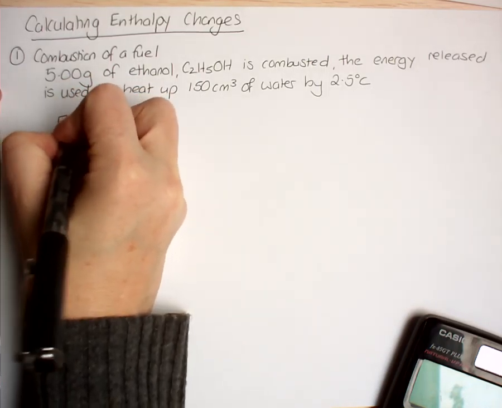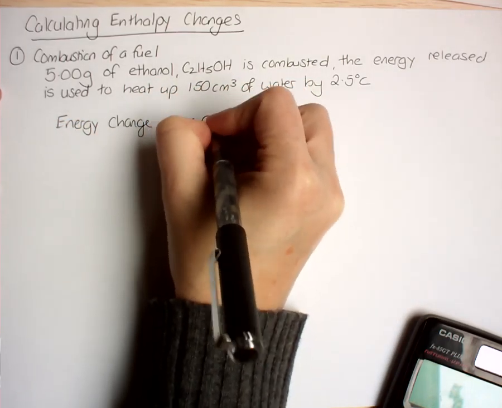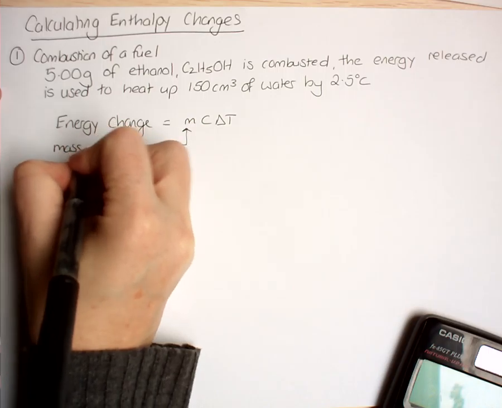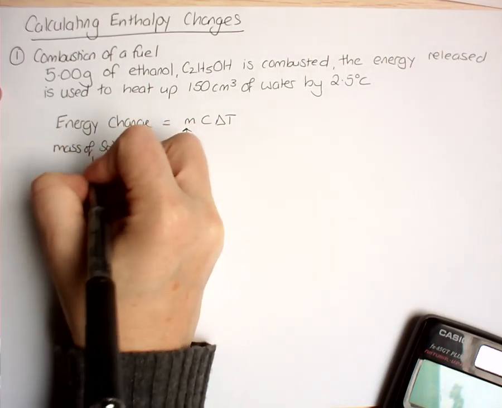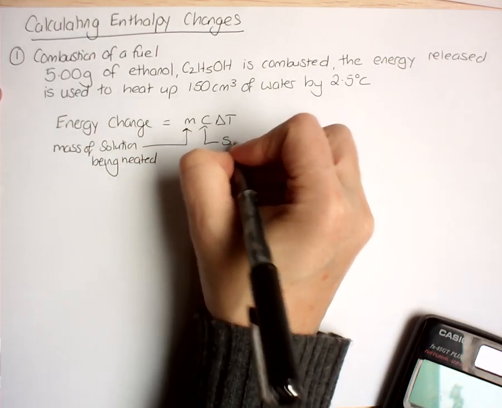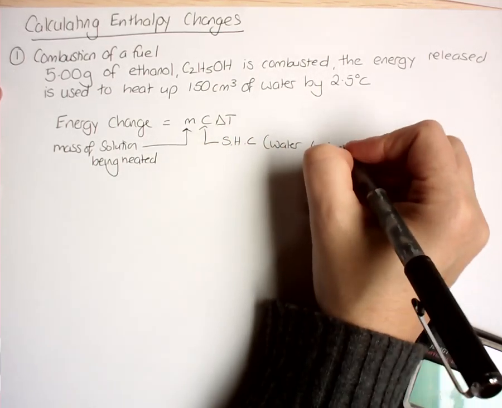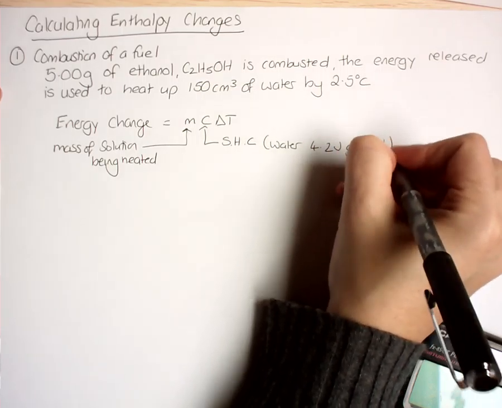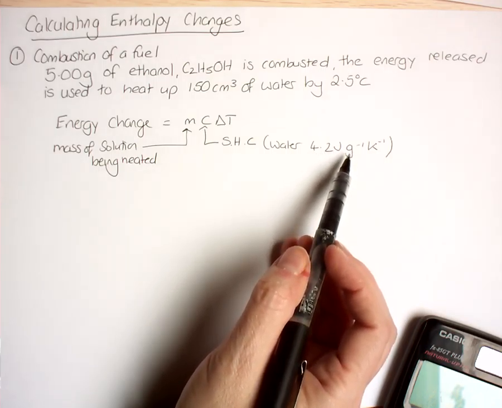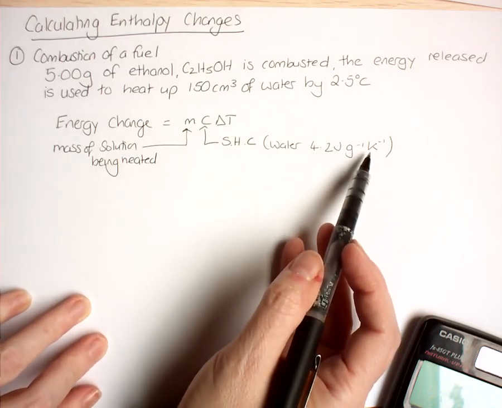We use the equation that I can work out an energy change of mc delta T, with m being the mass of solution being heated, C is the specific heat capacity, and for water this is 4.2 joules per gram per Kelvin, which means that if I had 1 gram of water, it would take 4.2 joules of energy to increase that water by 1 Kelvin.